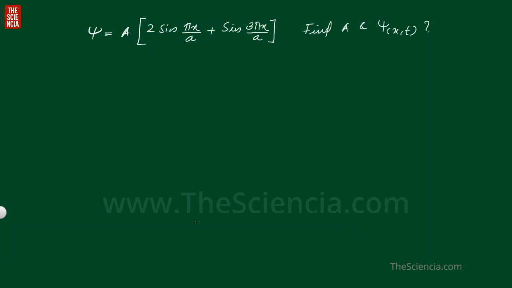This one is another example problem. Here the question is to find A and also find the time evolution of this wave function. Right. So how do we solve this problem? Are these wave functions similar to ones you have seen?